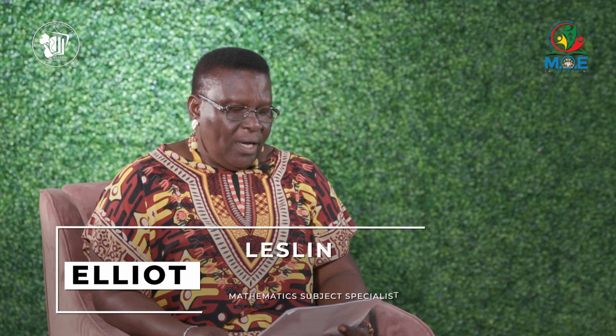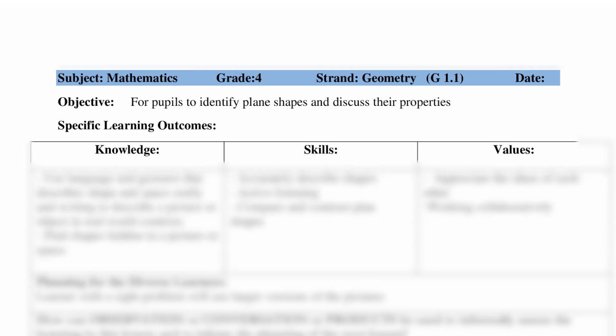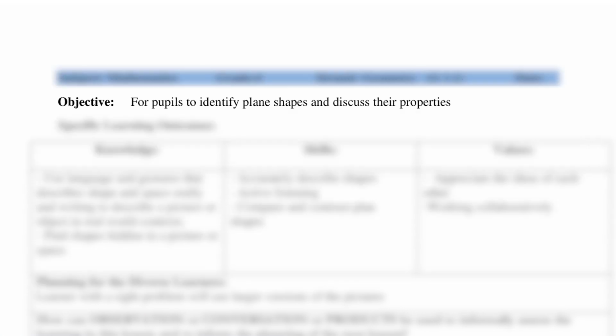Now, what do I want my learners to do today? Because I'm teaching them geometry from that particular strand today. All right, for our lesson plan, we want them to be able to identify plane shapes and discuss their properties. So that is exactly what I'm going to write at the top here for my objective. Just what I want to achieve at the end of today's lesson. It will be for pupils to identify plane shapes and discuss their properties.